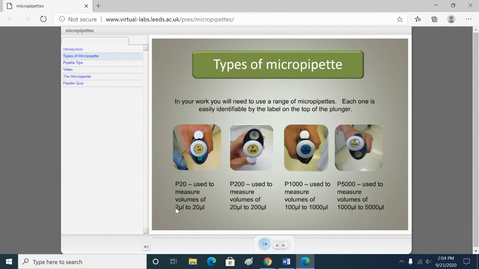So the P20 is used to measure 2 to 20 microliters, the P200 20 to 200, a P1000 100 to 1000, a P5000 1000 to 5000. Now of course there are different pipettors besides just these. In fact, the first one that we use is actually 0.5 to 10 microliters. Our next one is 10 to 100 microliters, so there are slightly different ones. But the point is you should always use the correct pipette for the volume you're trying to pipette.